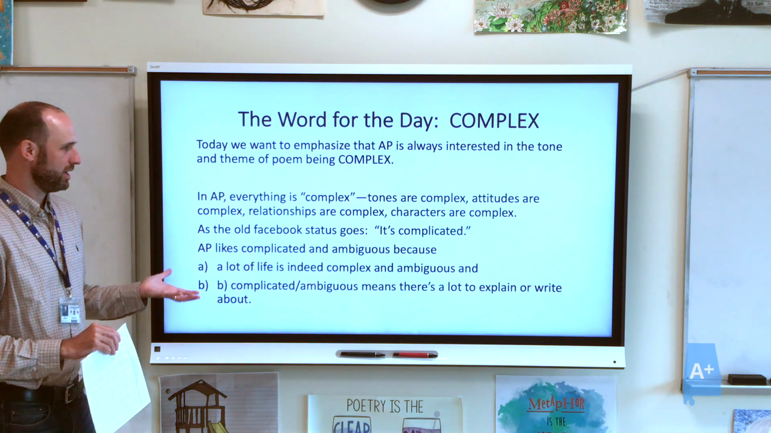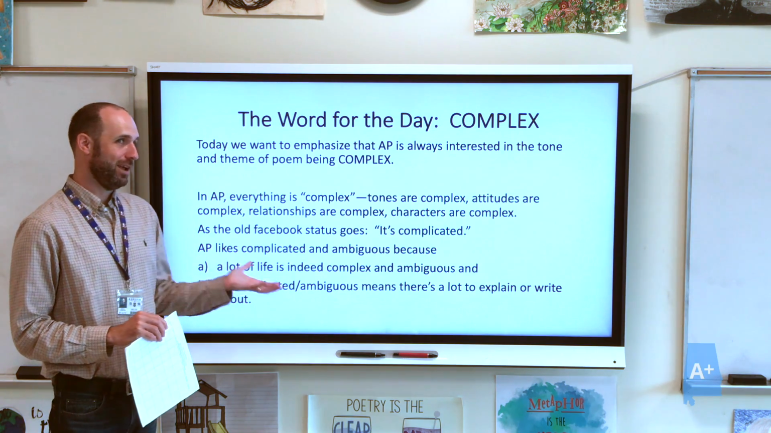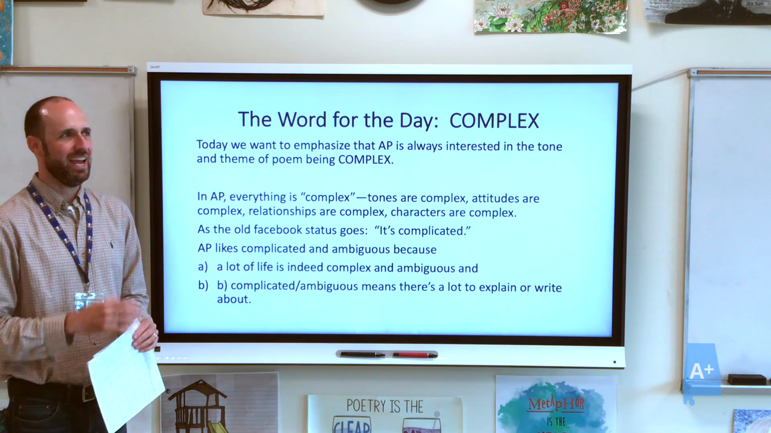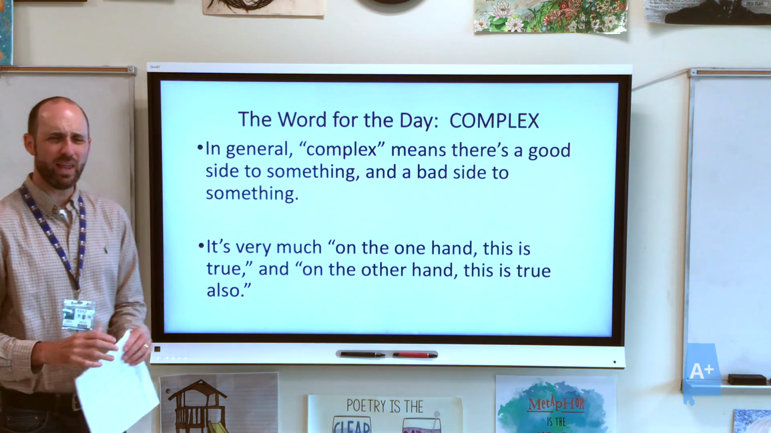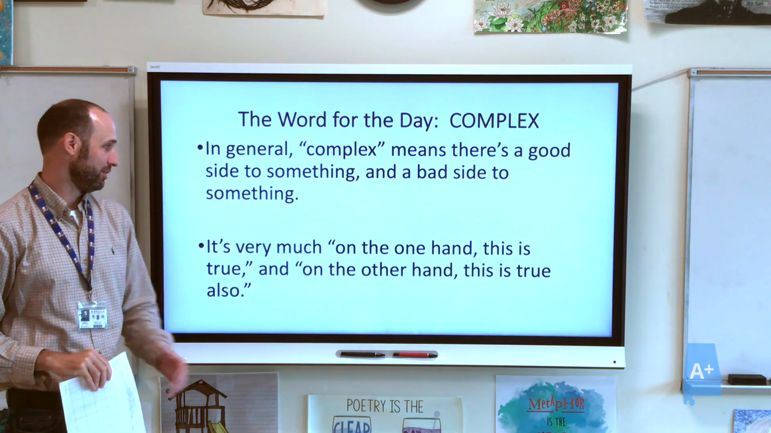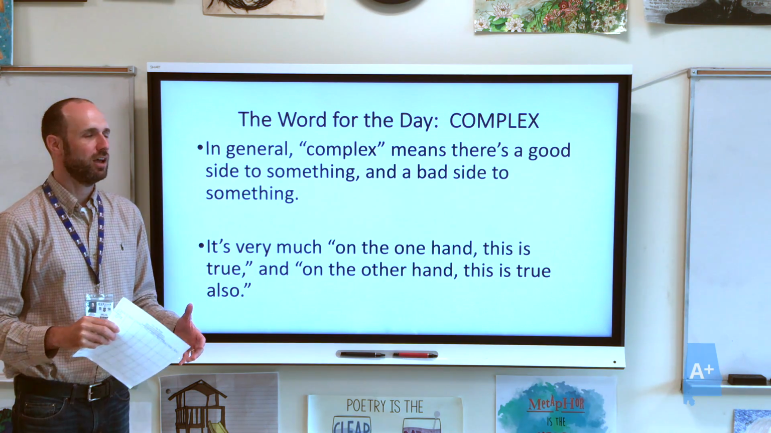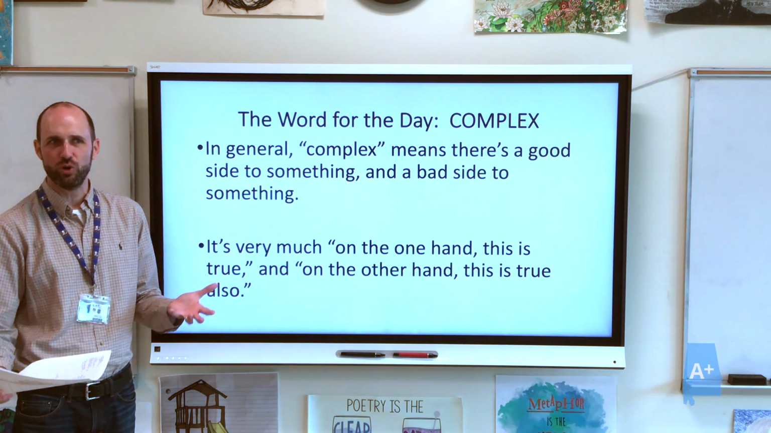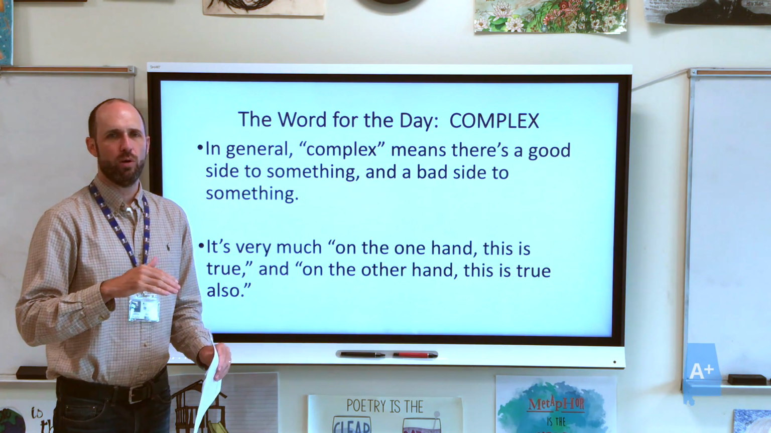And AP likes it because a lot of life is indeed complex and ambiguous. And if a text is complex, complicated, and ambiguous, then it needs a little bit of explanation. It can't be too obvious or there's really nothing to write about. So in general, complex usually means there's a good side of something and there's a bad side of something. A lot of times when I look at any prompt on the AP exam, I'm like, well, on the one hand there's this, and on the other hand there's that, and both of these things are true, and that's kind of complicated.